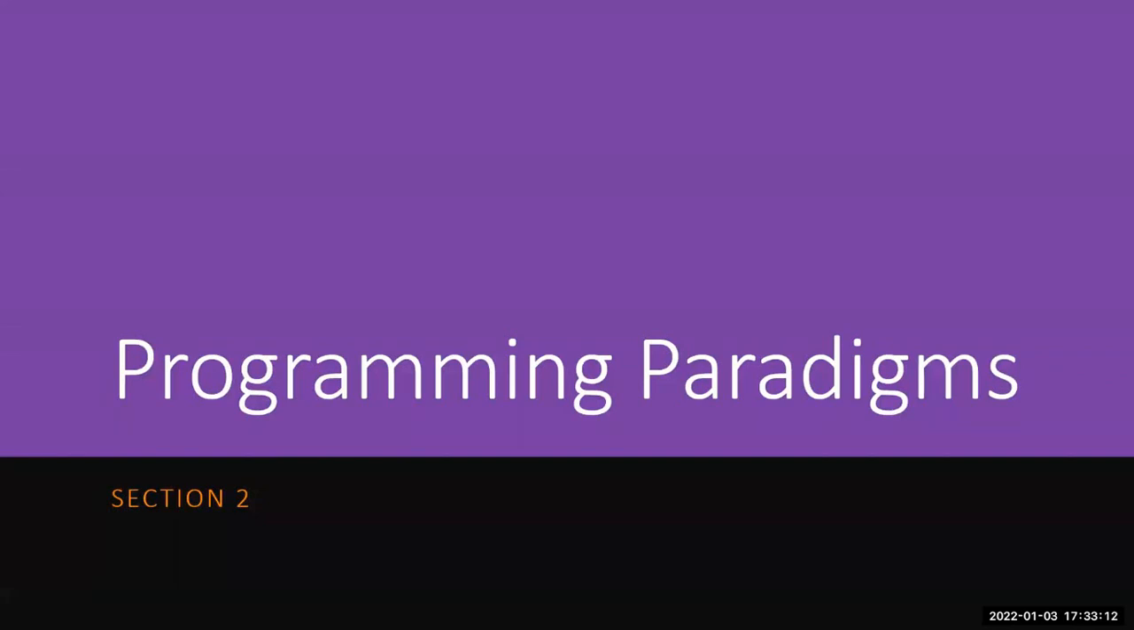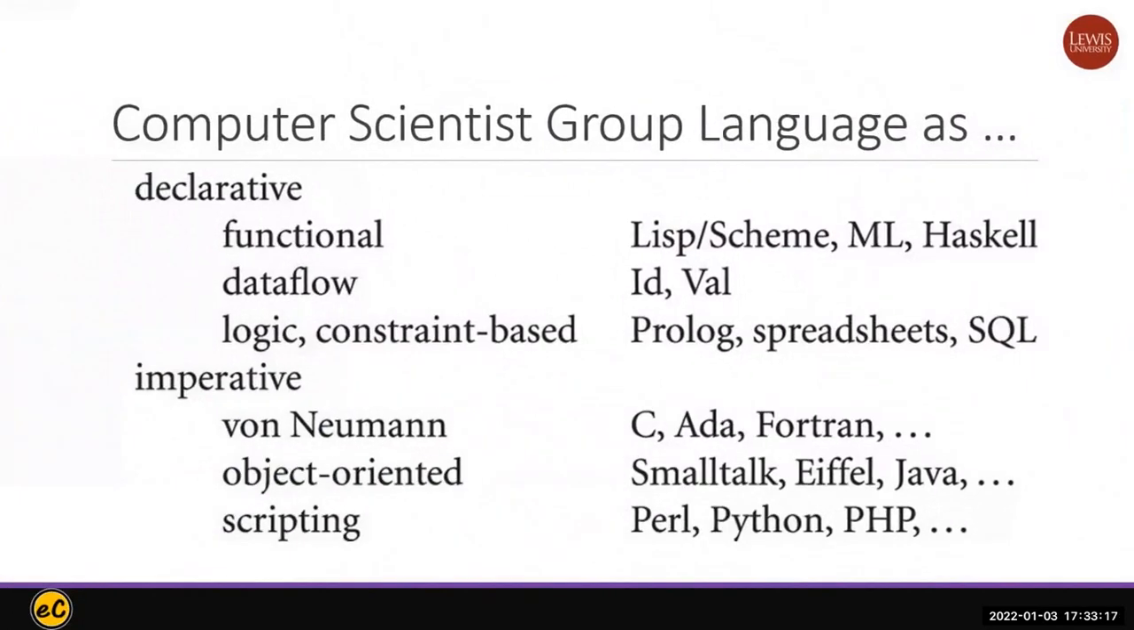Okay, next we are on the topic of programming paradigms. So there are two major groups of programming paradigms, declarative and imperative. So imperative is the normal von Neumann machine that has a processor and memory. So those kinds of von Neumann machine languages are C, Ada, Fortran. These are the so-called imperative programming languages. Then we have the object-oriented programming languages. These are usually being considered as von Neumann machine languages as well.